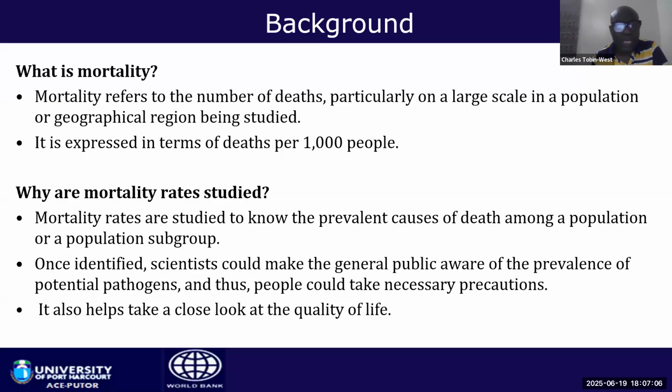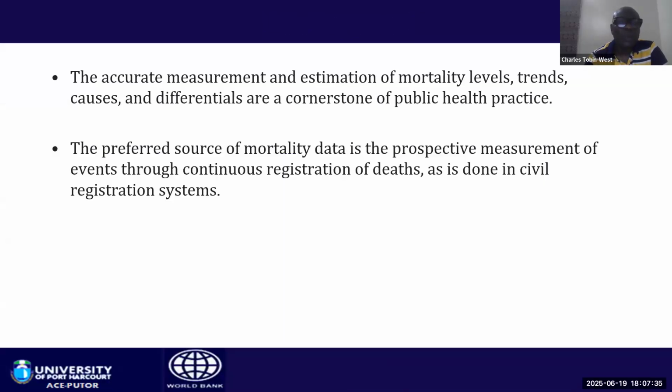Then, once identified, scientists could make the general public aware. So if we know that people are dying from any particular disease, then we can communicate to the people and tell them preventive measures and all that. Okay. Also, it helps us to take a look at the quality of life of our people. If people are dying, we begin to look at the quality of life. Why are they dying? Okay. So the accurate measure and estimate of mortality levels or mortality trends or causes are different.